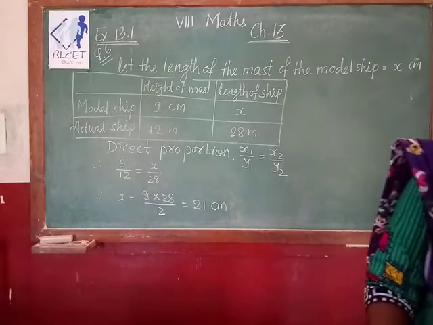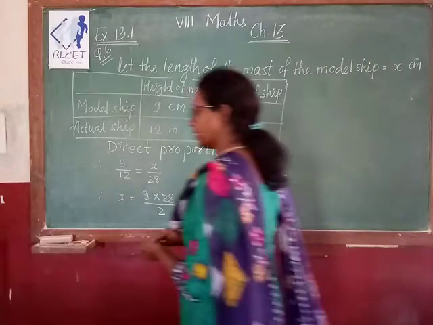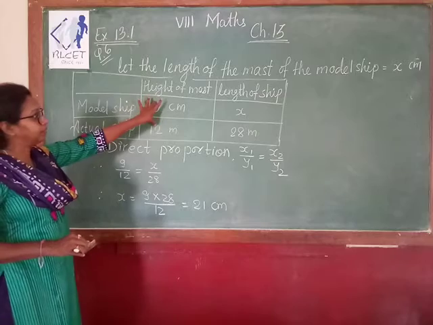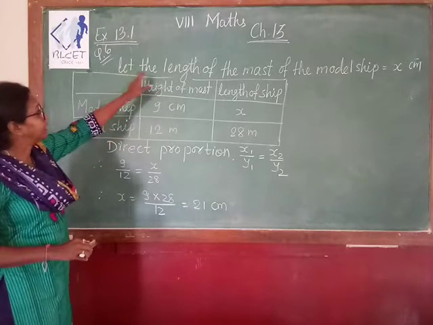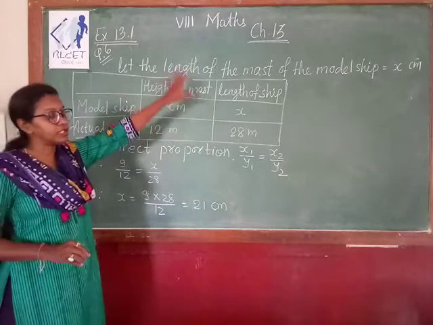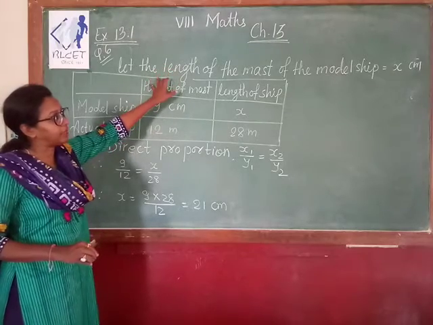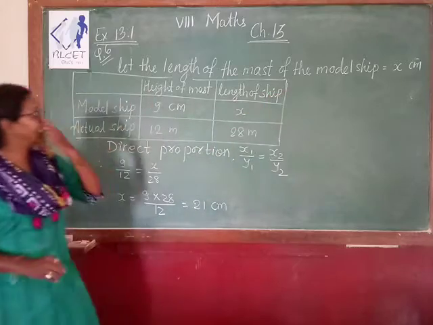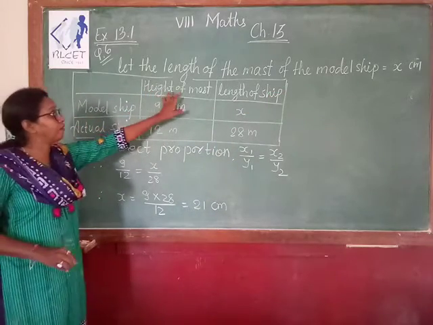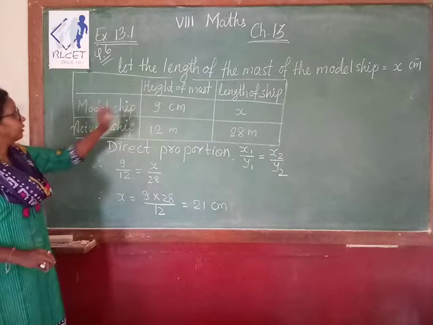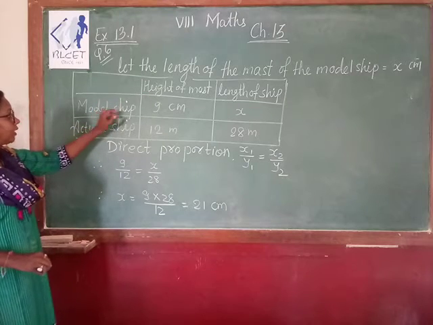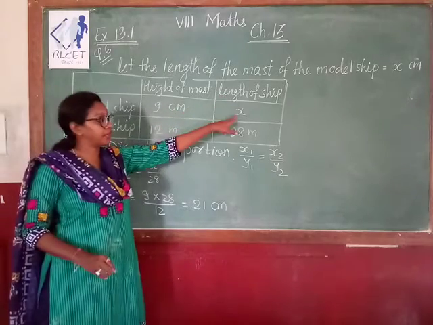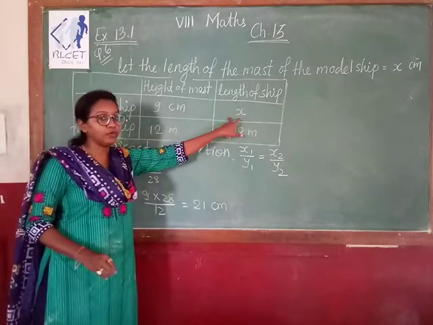So whatever information is given in your questions, we have to list it out first. What is given? I have already written in the table. The length of the model ship is not given, so we can consider it equal to x centimeter. Now what is given? The height of the model ship's mast is 9 centimeter, and the length of that ship is x centimeter. This we want to find.